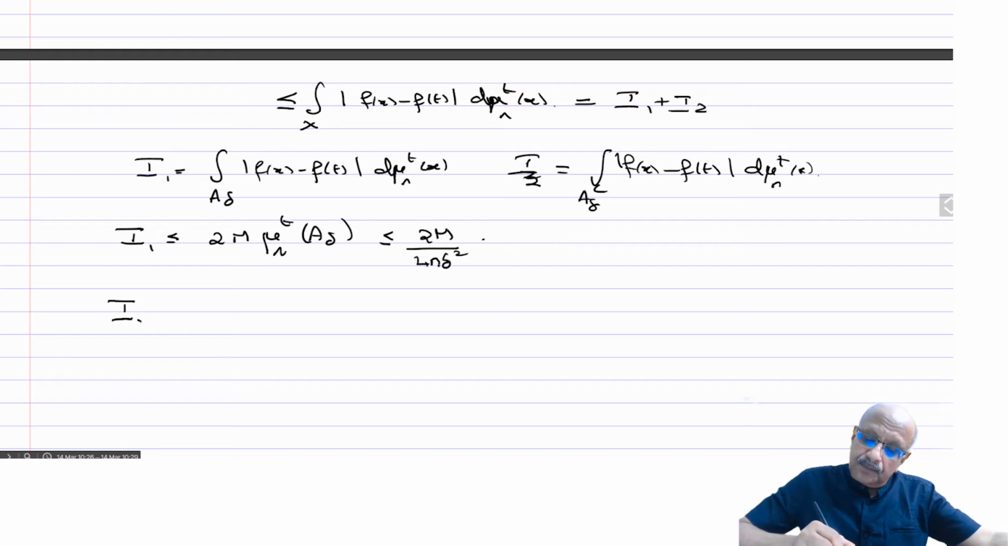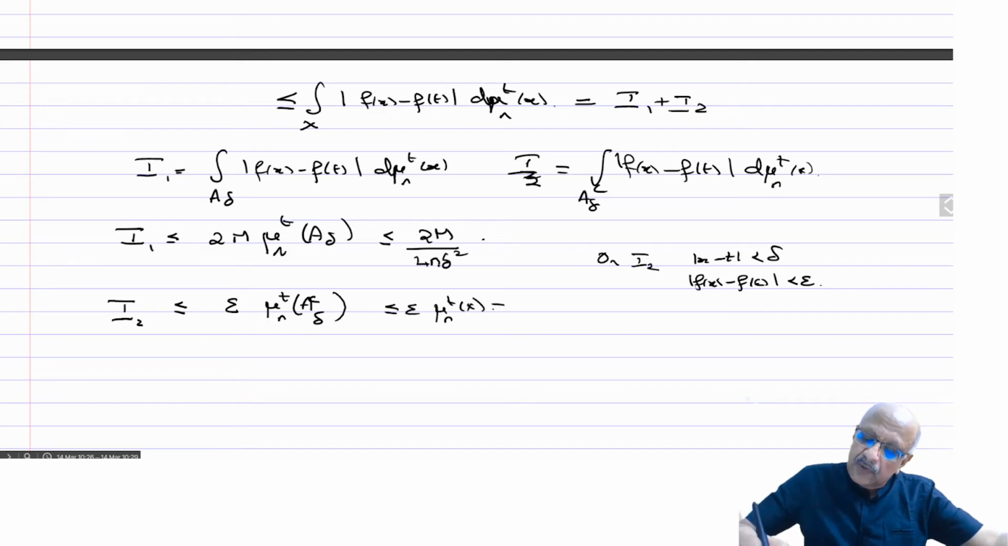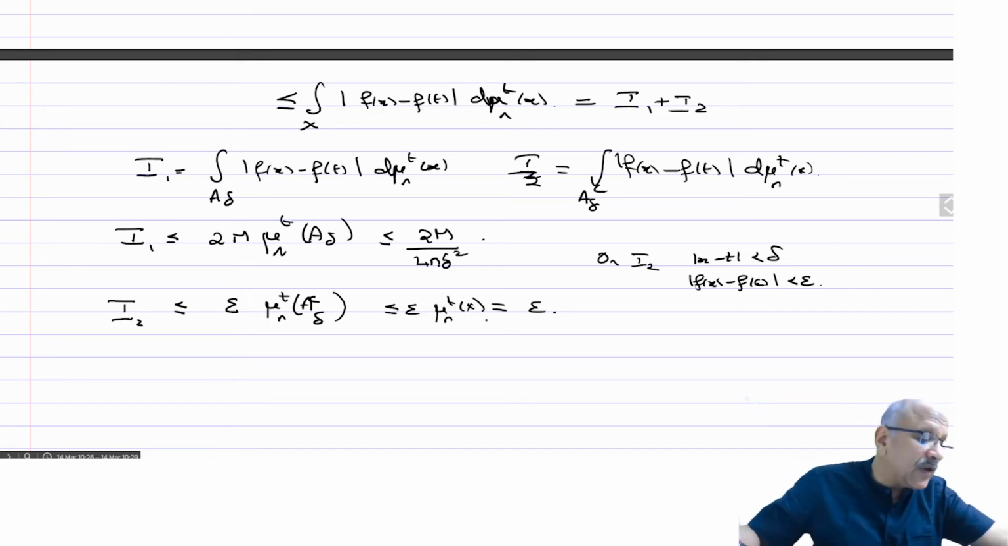Now I2. On A delta complement we have mod x minus t less than delta, so that means mod f of x minus f of t is less than epsilon. So this is less than or equal to epsilon times mu n t of A delta complement. We know nothing about that, but it is less than or equal to epsilon times mu n t of X, which is equal to epsilon, because mu n t of X is equal to 1.